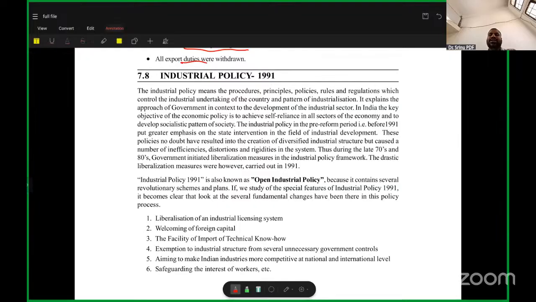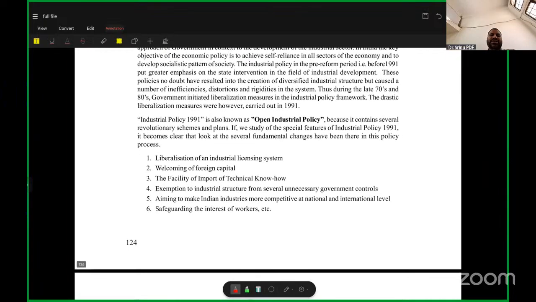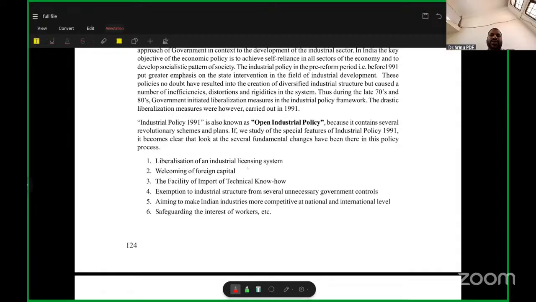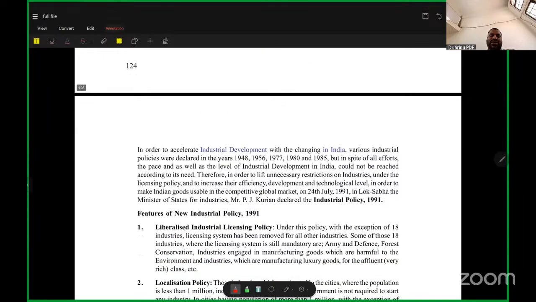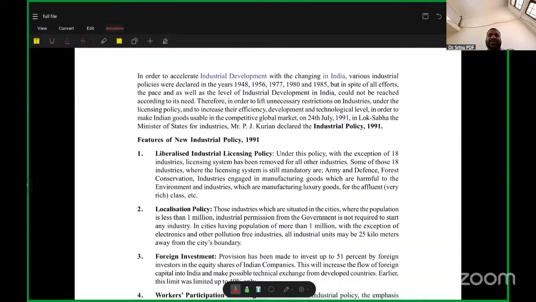And the Industrial Policy of 1991. This industrial policy is known as the Open Industrial Policy and the New Industrial Policy. So what are the features of that new industrial policy? Liberalization of the industrial licensing system, welcoming foreign capital, which means we are going to invite foreign direct investment. Facilitating imports and technology, exemption from several unnecessary government controls on industrial structure. The aim is to make industries more competitive at the international level, and to safeguard the interests of workers. These are some of the basic points about the industrial policy of 1991.